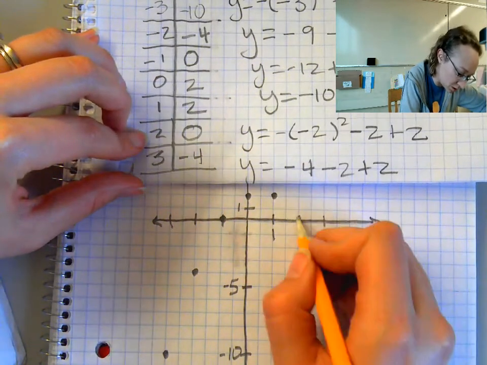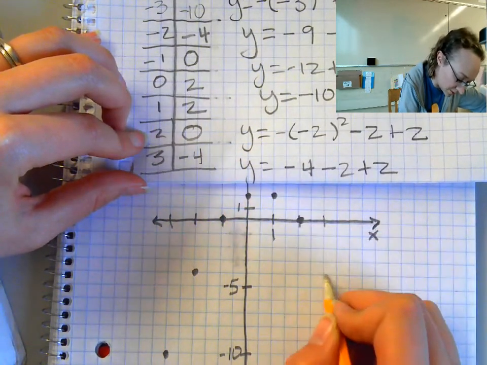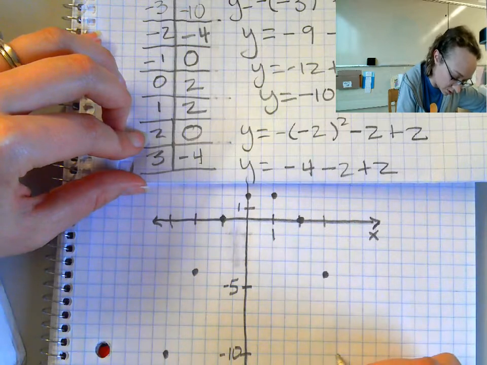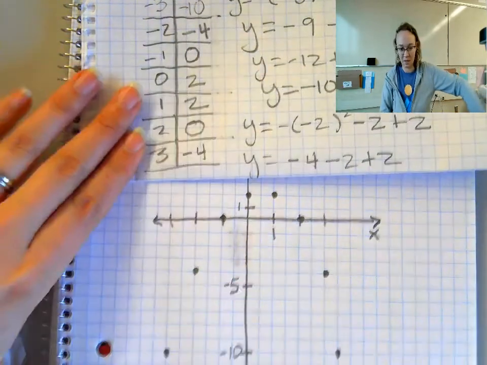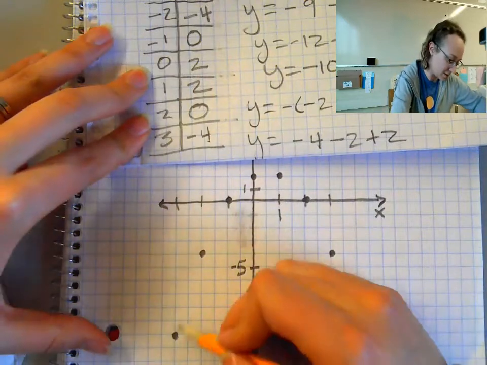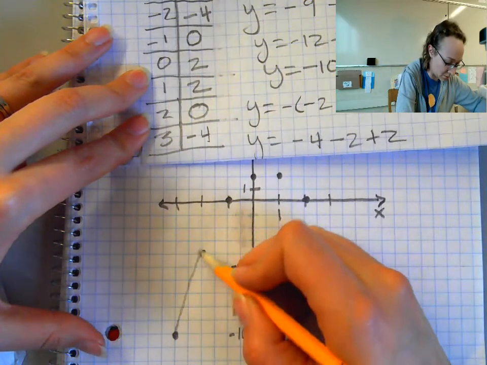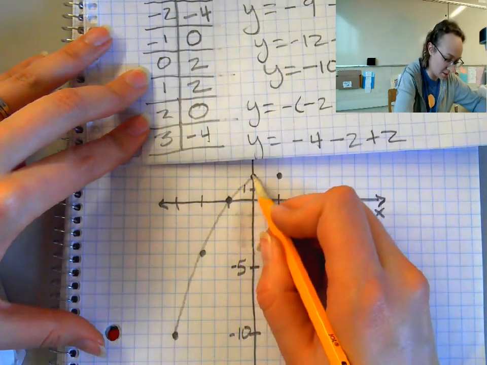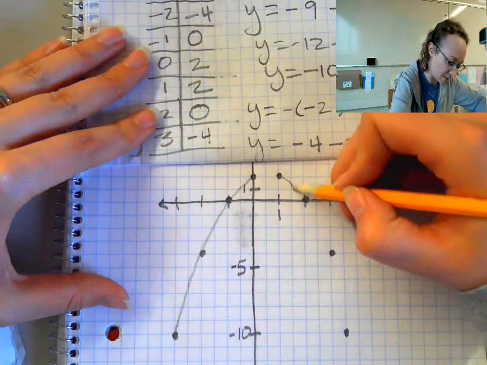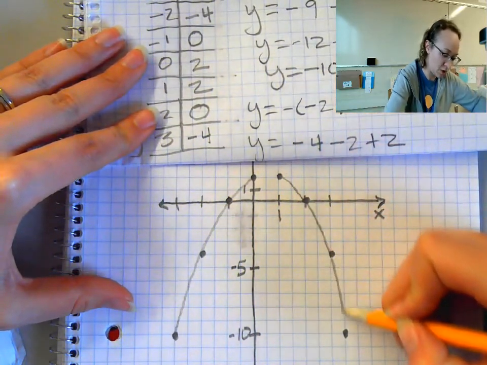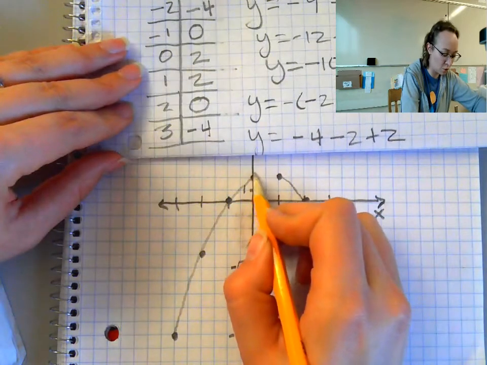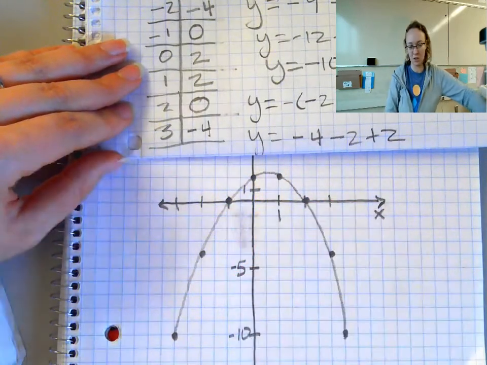2, 0, -4, -10. But if I try and connect these, it sort of looks like a parabola, but then it flattens off at the top, and that doesn't feel right to me. But if I look at this, I can sort of see that it's probably going to do that.